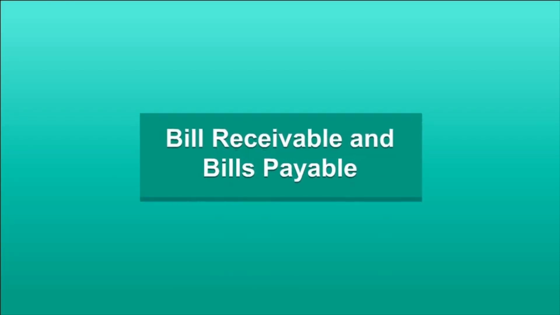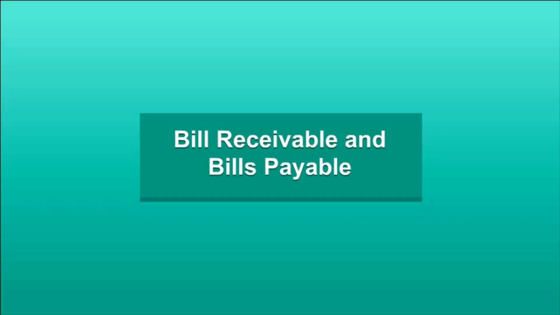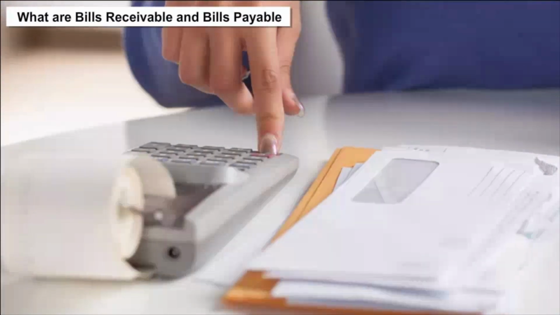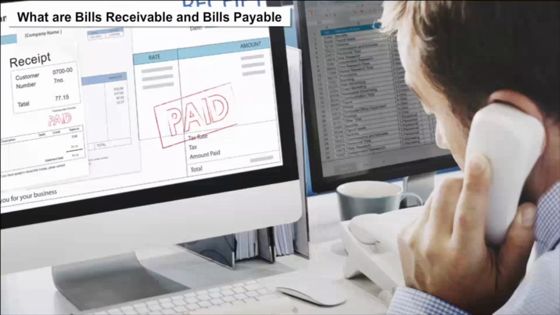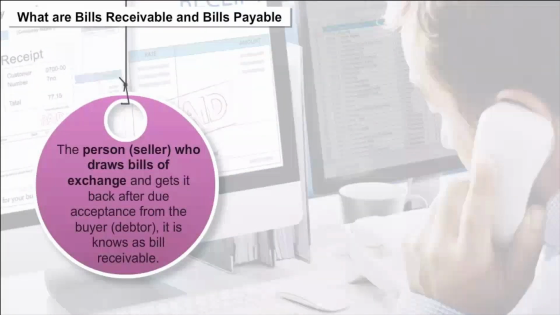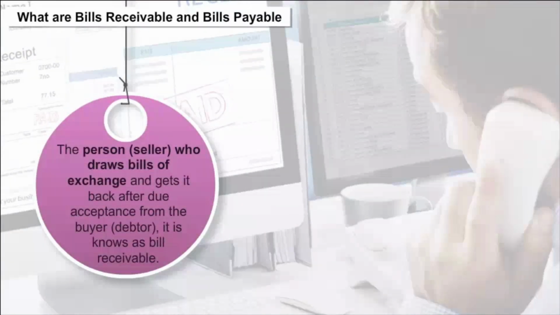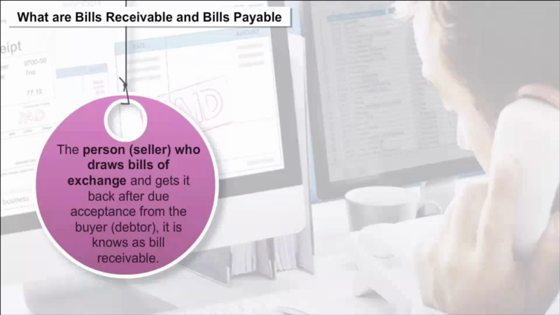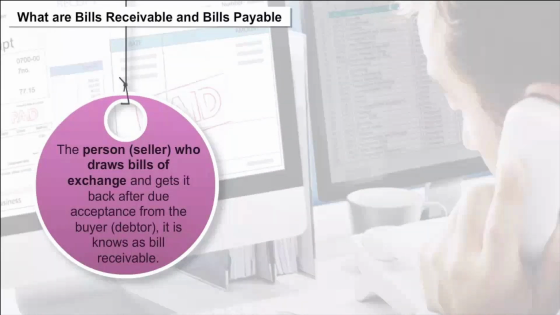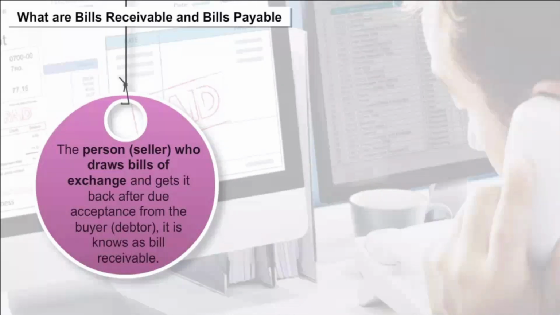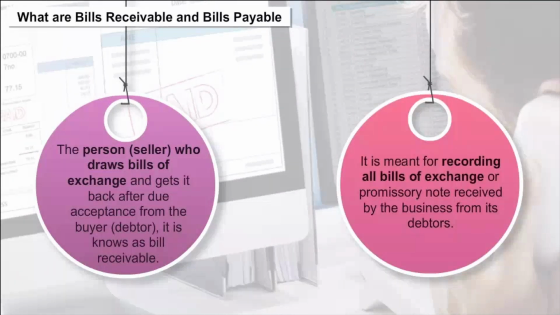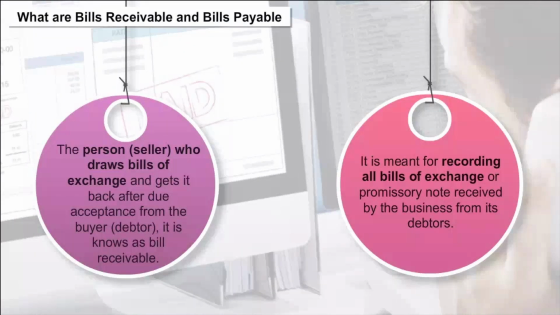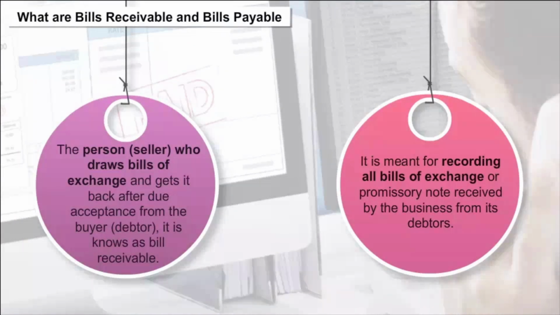Bills receivable and bills payable. What are bills receivable and bills payable? Bills receivable. The person, that is the seller, who draws the bill of exchange and gets it back after due acceptance from the buyer, that is the debtor, holds what is known as a bill receivable. It is meant for recording all bills of exchange or promissory notes received by the business from its debtors.